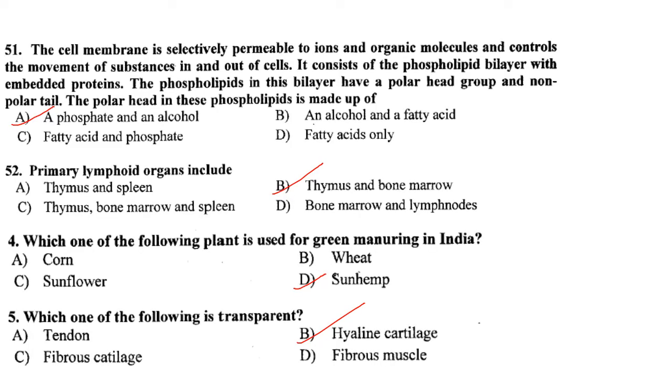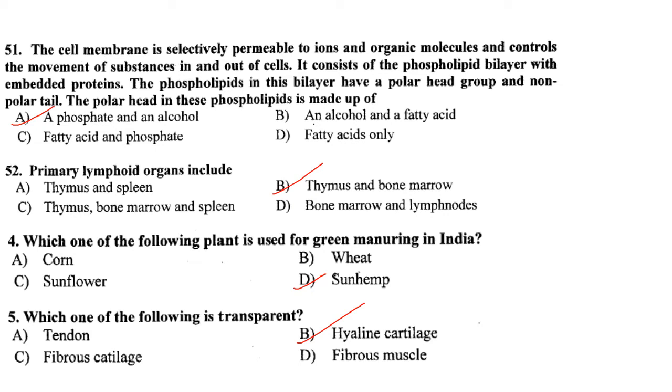Then next one. The cell membrane is selectively permeable to ions and organic molecules and controls the movement of substances in and out of the cell. It consists of the phospholipid bilayer with embedded proteins. The phospholipids in this bilayer have a polar head group and non-polar tail. The polar head in these phospholipids is made of phosphate and an alcohol. So the answer is option A.